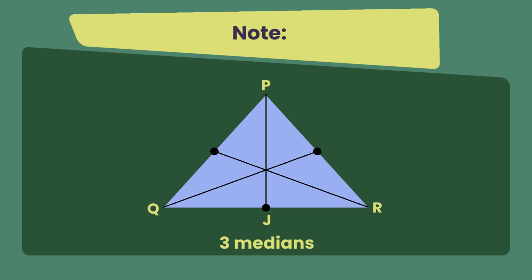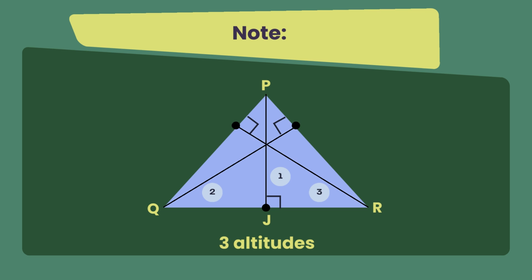Note: a triangle has 3 medians, from each of its vertices to its sides. A triangle has 3 altitudes, from each of its vertices to its sides.